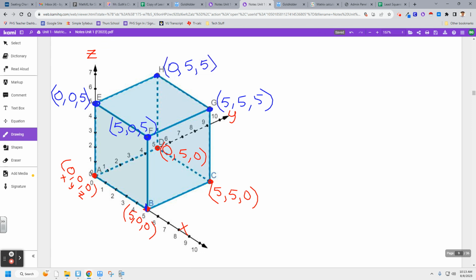I think that's the hard part of this, is just being able to visualize the coordinates. The easy part is now we put that into a matrix. So the first point was this.